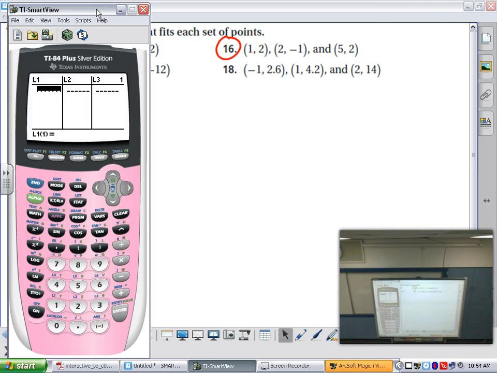Let's take number 16 as our example, okay? And we will take a little bit of extra time with number 16. We'll do it on a calculator. I will show you how to do it by hand just so you can understand it, and then we will leave that method behind.